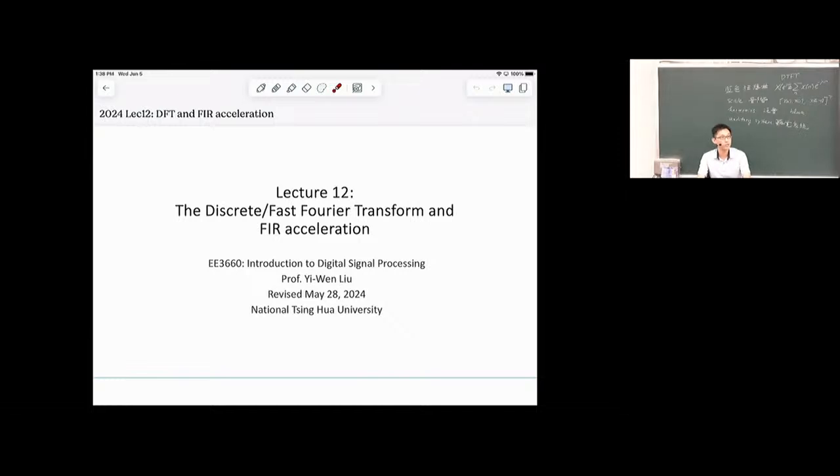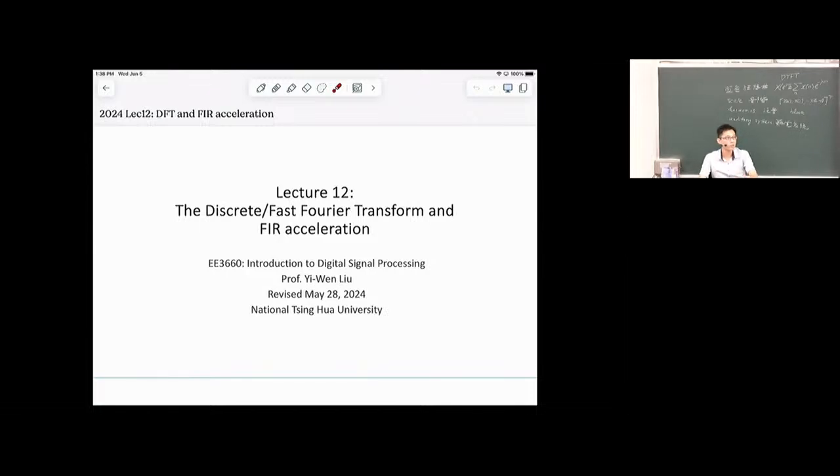But then, what is DFT? Why do we call it discrete Fourier transform? And what is its relation with DTFT? Yeah, so this is what we're going to introduce. And also we are going to talk about an application of fast Fourier transform. Because it is fast, it helps us accelerate FIR filtering, finite impulse response.